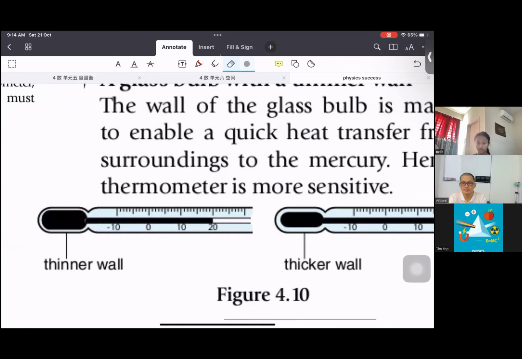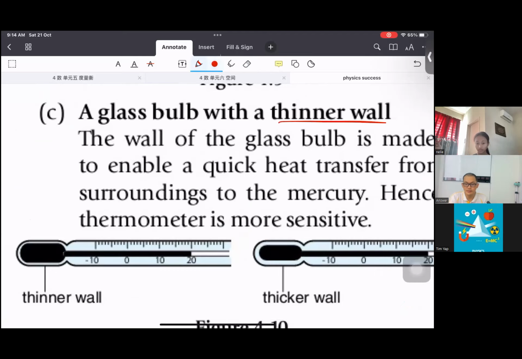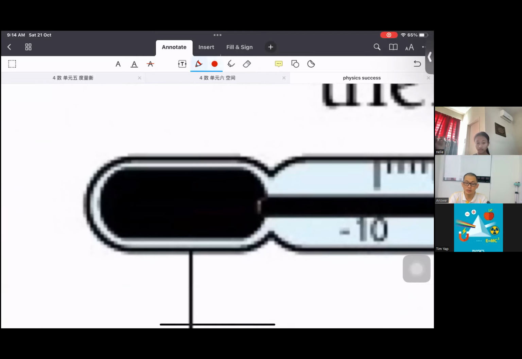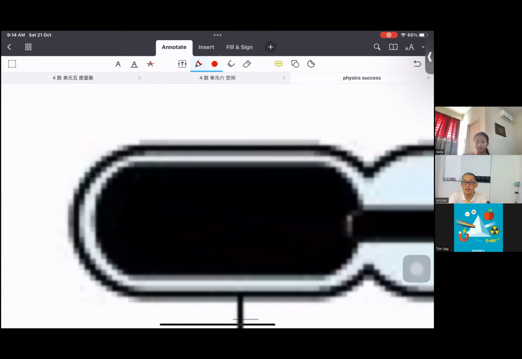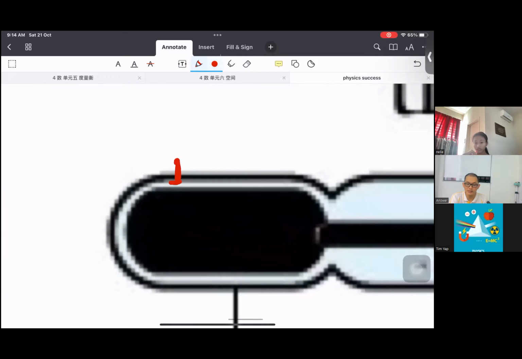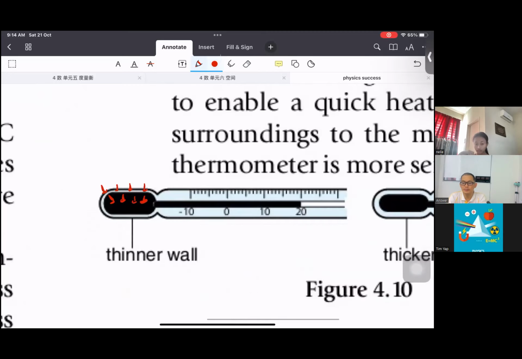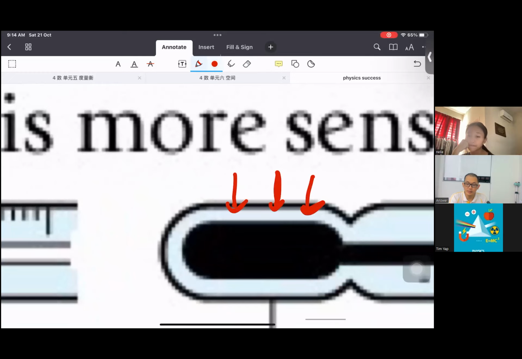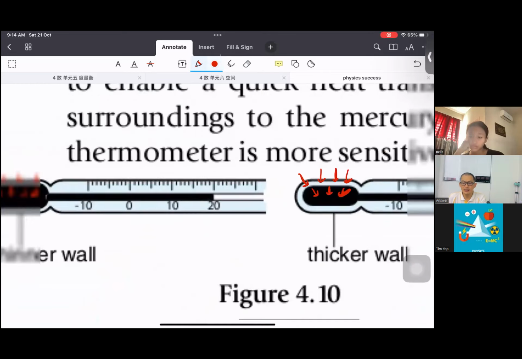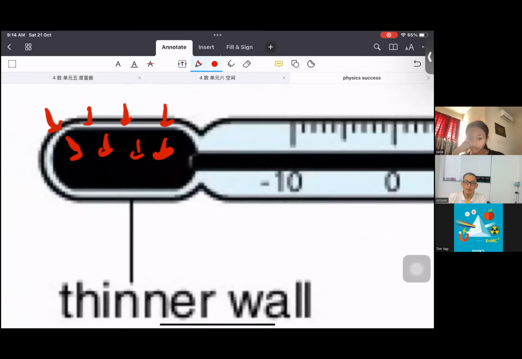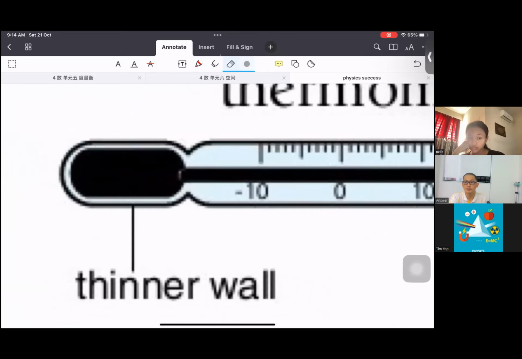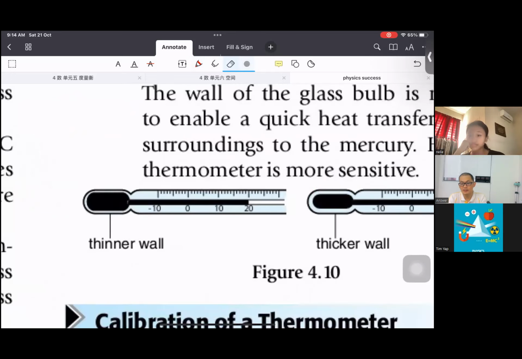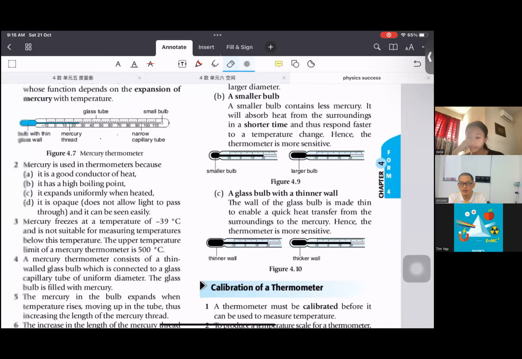And the third way is a thinner glass wall. I try to compare. So this is a thinner glass wall. Before the heat transfers to the mercury, it needs to pass through the glass wall first, right? Before it can reach the mercury. So if the glass wall is too thick, it takes some time to heat up the glass wall first before the heat can reach the mercury. That's why thicker takes longer. A thinner wall is more sensitive in responding. All right, is that clear? So these are the ways we can increase the sensitivity of the thermometer.